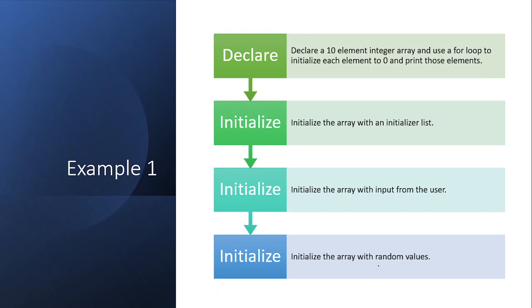Now let's do an example. We'll declare a 10-element integer array. We will access the elements of that array, individual elements, print those elements on the screen, and then we'll initialize it using different ways. And one of those ways is using random values. This is very important, so you should pay close attention to it. So let's write this code.